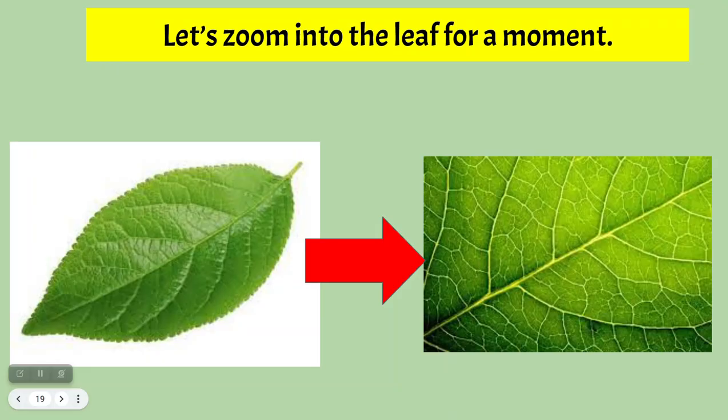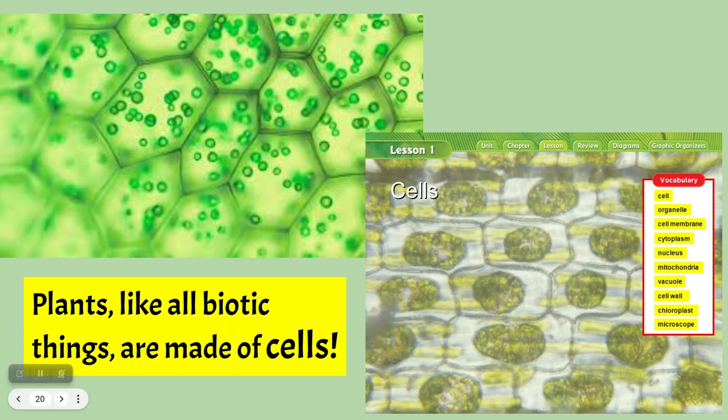All right, so now we're going to think about our leaves again, and we're going to zoom in to this leaf. And of course, like all biotic things, leaves and plants are made up of cells. And so there's some vocabulary involved. We're going to talk about a cell. We will talk about this word organelle. We might mention cell membrane, cytoplasm, nucleus, mitochondria, vacuole, cell wall, chloroplast we will definitely talk about, and microscope. If we have time, we will look in microscopes today.